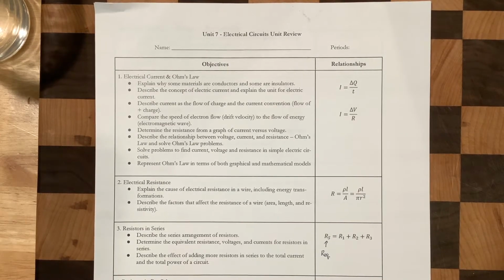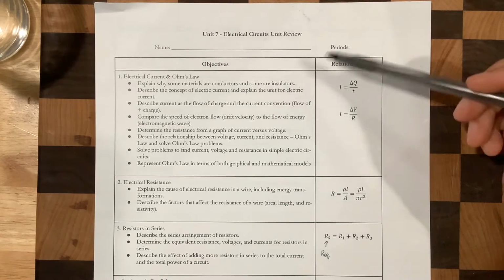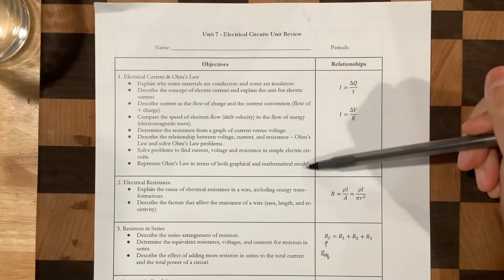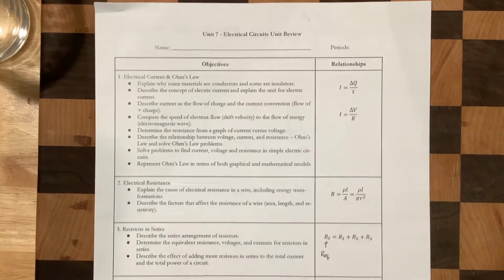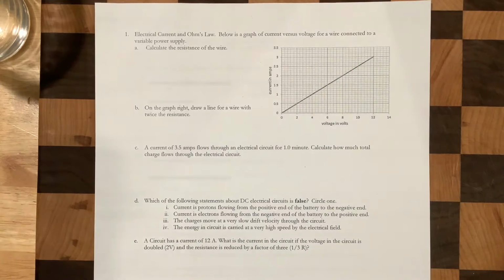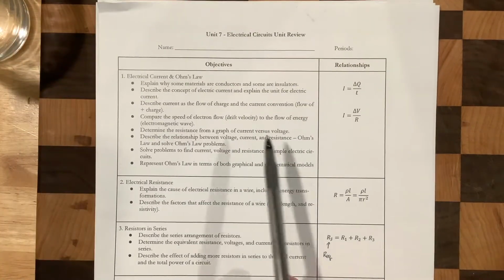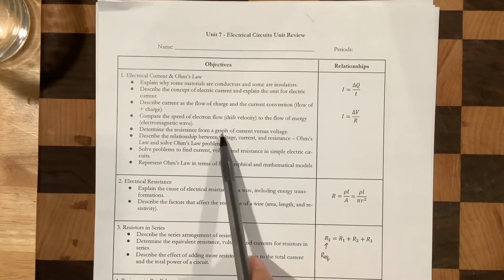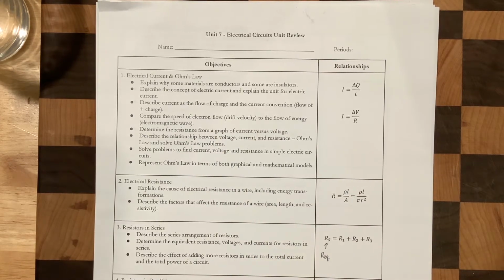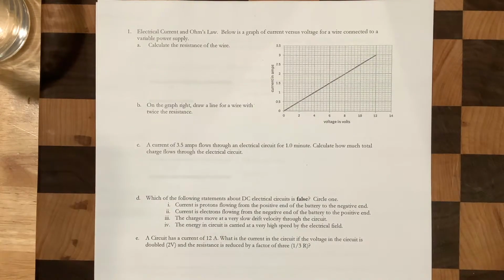Next, notice that all the objectives here are going to correspond to one page at a time. So my first page is going to have problems that hit on all of these objectives. Let's say you had trouble on the first page. Then you would be like, oh yeah, maybe I need to work on calculating resistance from a graph, right? That way you can start to narrow down what things you need to review and what things you're pretty good at. So let's get started.